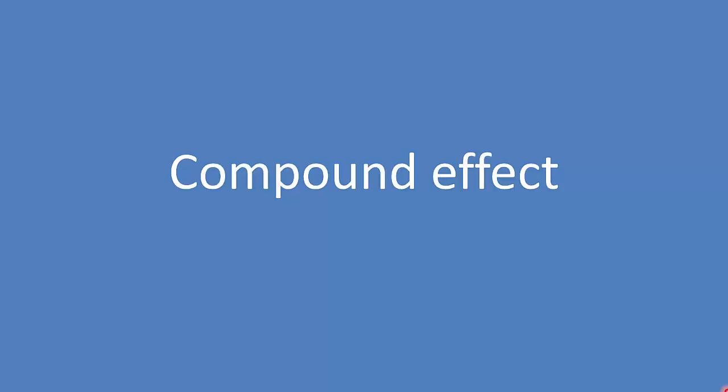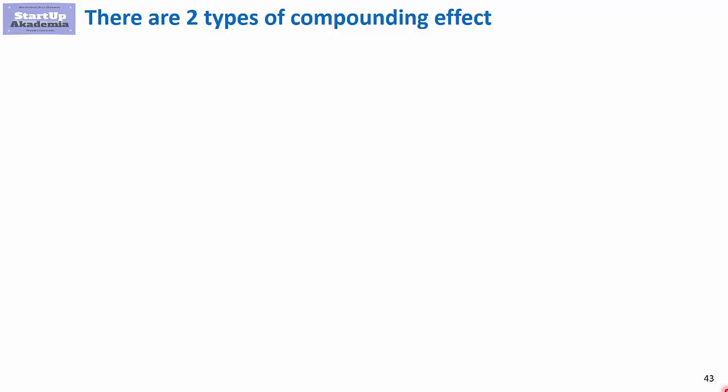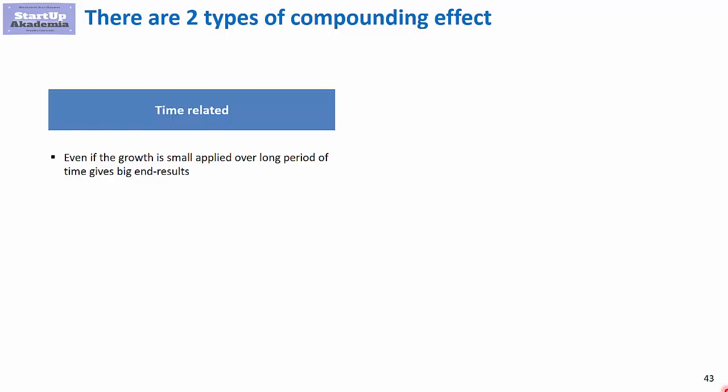Compound effect. When you are thinking about building or improving a business, you should always look for some sort of a compounding effect to increase the profit or improve your situation much faster. So we have two types of a compounding effect. One is related to time.